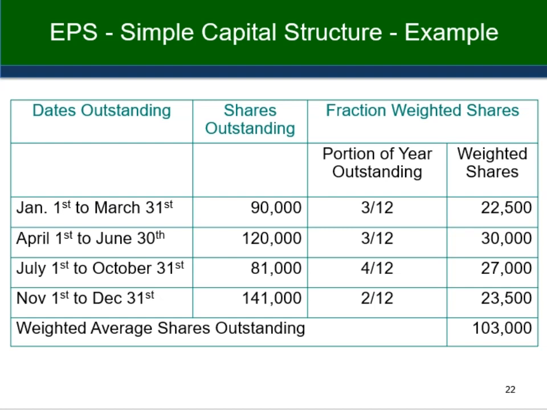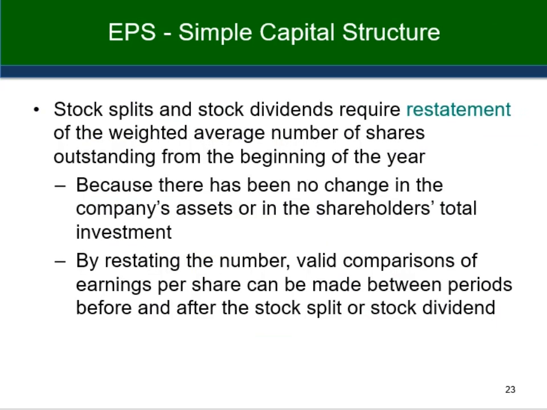You could also do the calculation by taking 90,000 for the full year, and then the 30,000 for 3/4 of the year, and then the next reduction for all but the last 6 months of the year, and then the 141,000 for the last 2 months of the year. You'd end up with the same amount, algebraically identical.